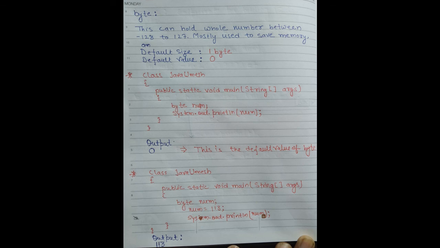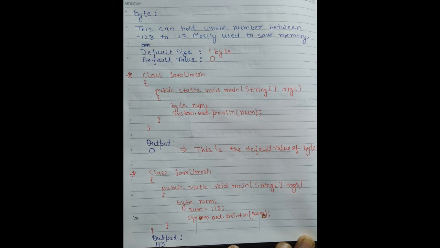Now we are going to understand the meaning of default value. We have seen that byte can hold whole numbers between -128 to 127, and is mostly used to save memory. Its default value will be 0, and its size will be 1 byte.